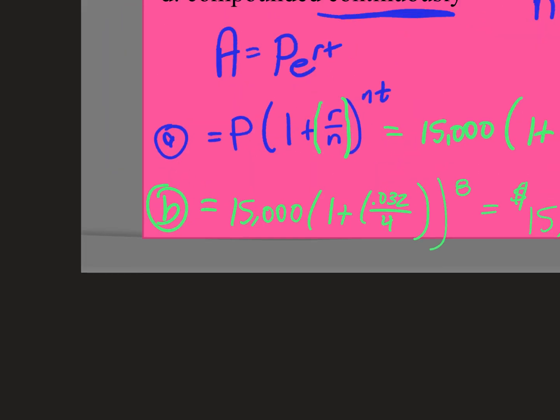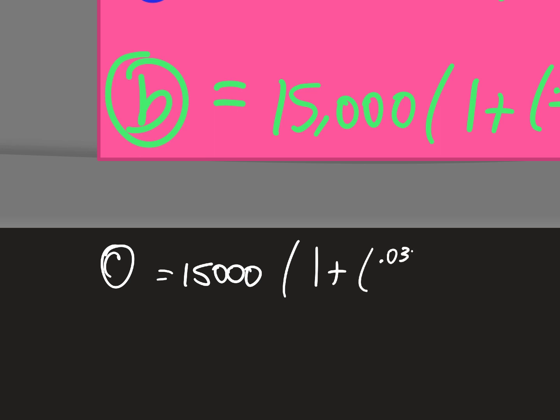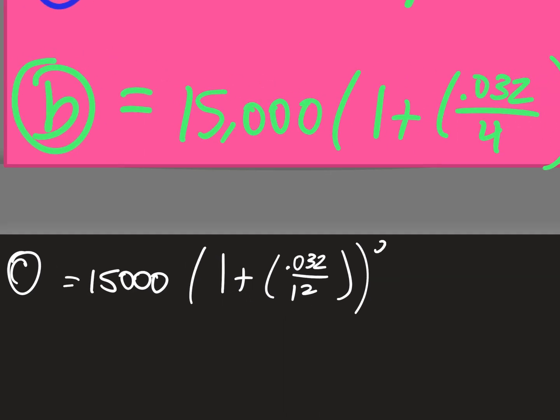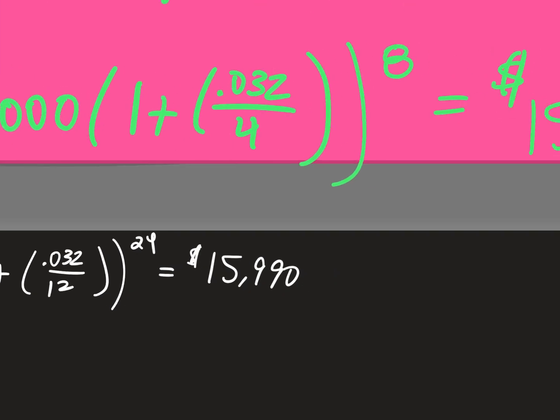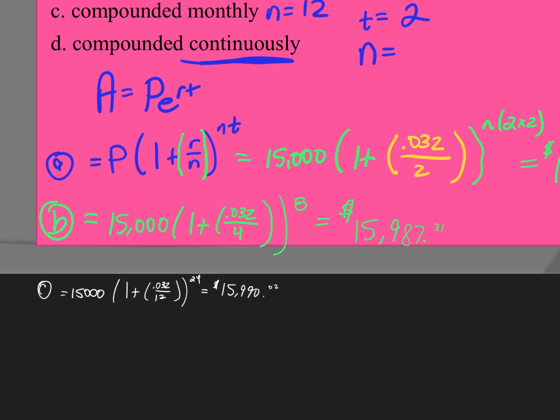Let's try the next one. We're going to do the exact same thing, but letter C is telling us to compound monthly. So I have 15,000. 1 plus, I still have my rate of 0.032, divided by, if monthly is how much? 12, good. Close your parenthesis. And then I'm going to raise it to the n times t. So 12 times 2 is 24. So let's practice that. Go. All right, 15,990 and 2 cents? Yep. Like 02, something like that? Yep. Okay. Sounds good. Calculator people, you guys got that? Yeah.